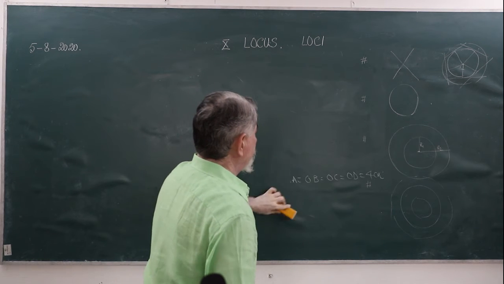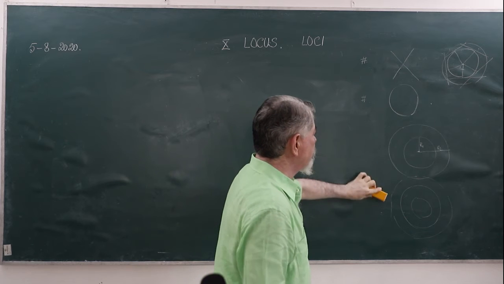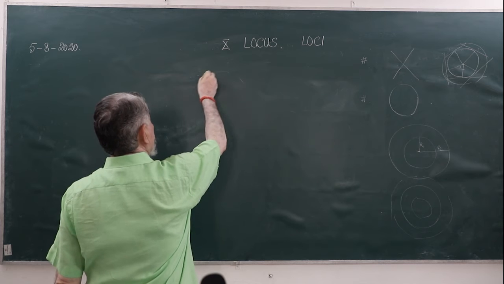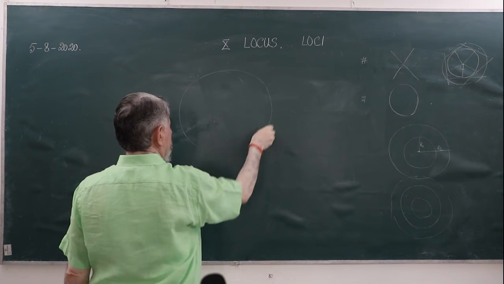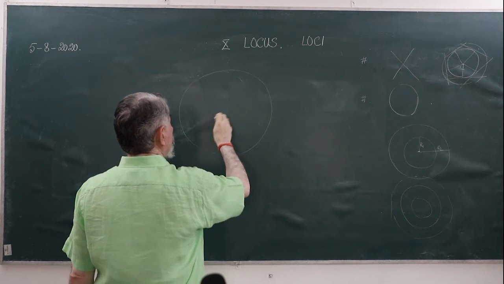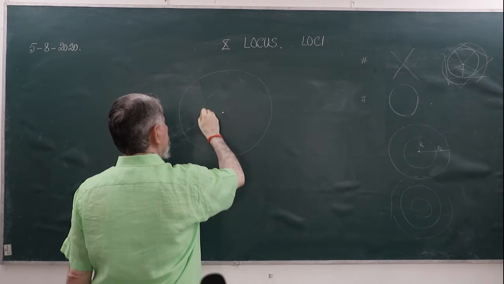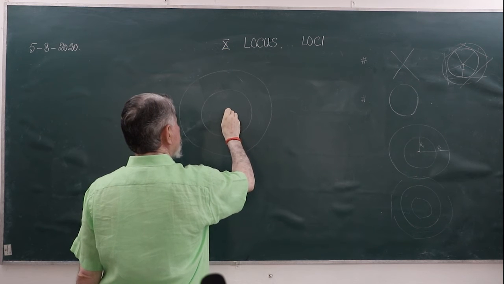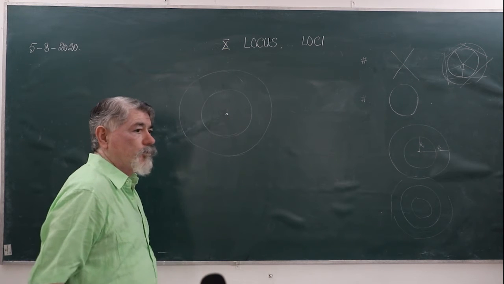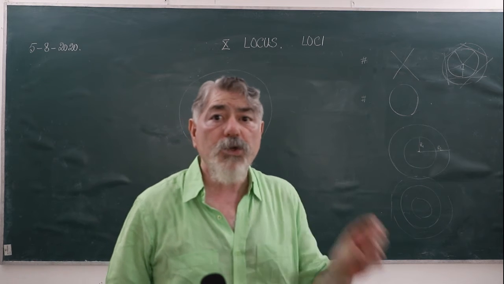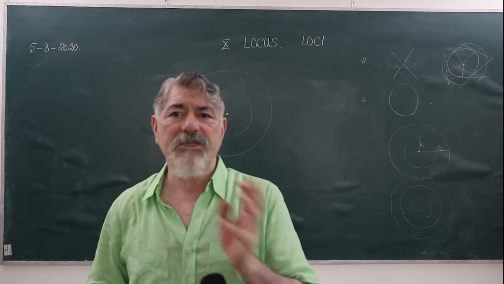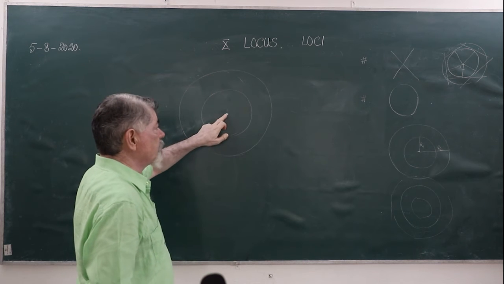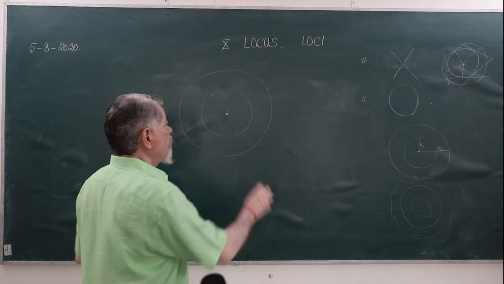Now, another circle problem. What is the another circle problem? It says there are two concentric circles. When I talk of concentric circles, that means the circles with the same center. The two circles have the same center. Concentric means they have the same center. These are two concentric circles which have got the same center but different radius.